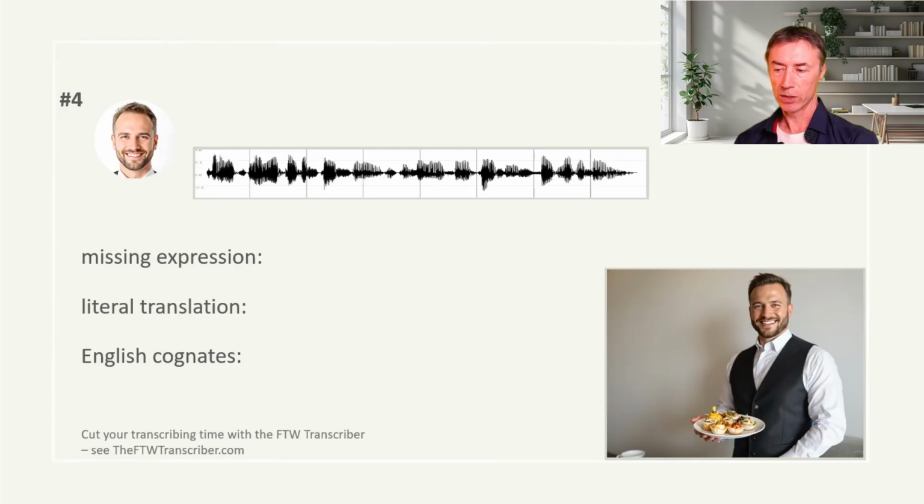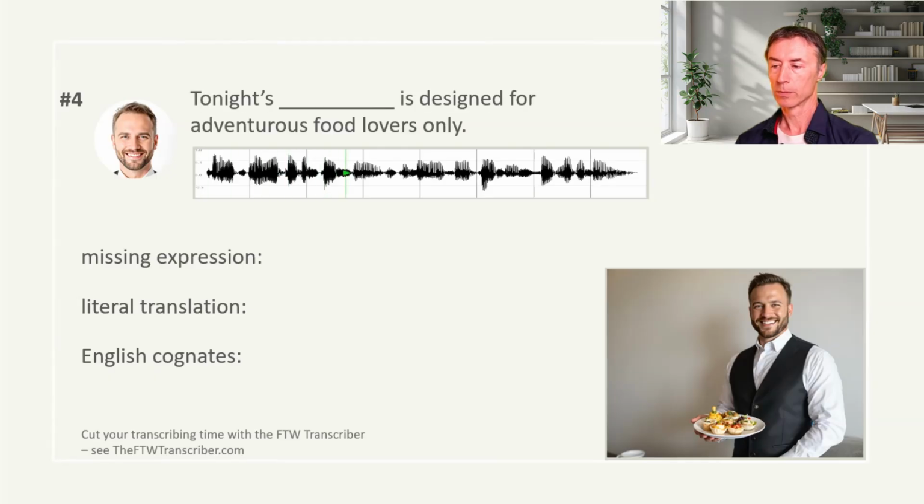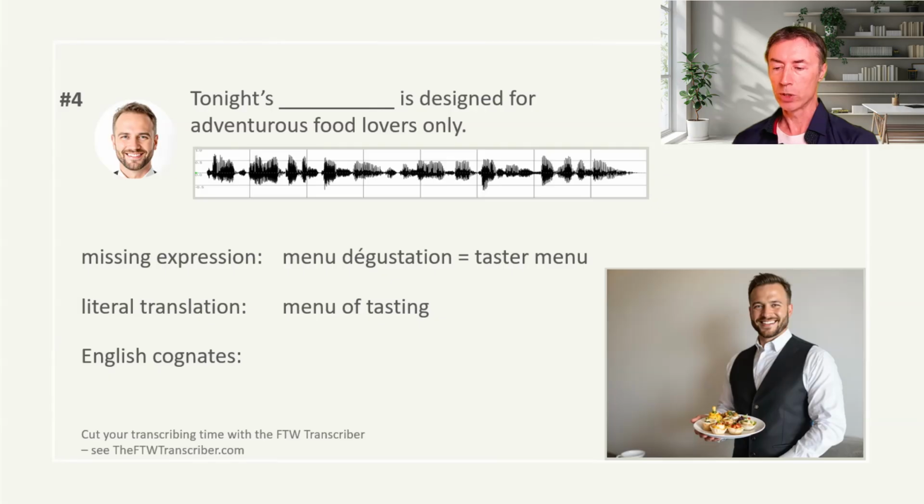Let's have that again with the sentence shown on the screen with the French expression missing. Tonight's menu dégustation is designed for adventurous food lovers only. So what is the missing expression? It is menu dégustation, which means a taster menu. It means you get no big dishes, but lots of little bits of things, so you can taste more than one type of thing. The literal translation of menu dégustation is the menu of tasting.